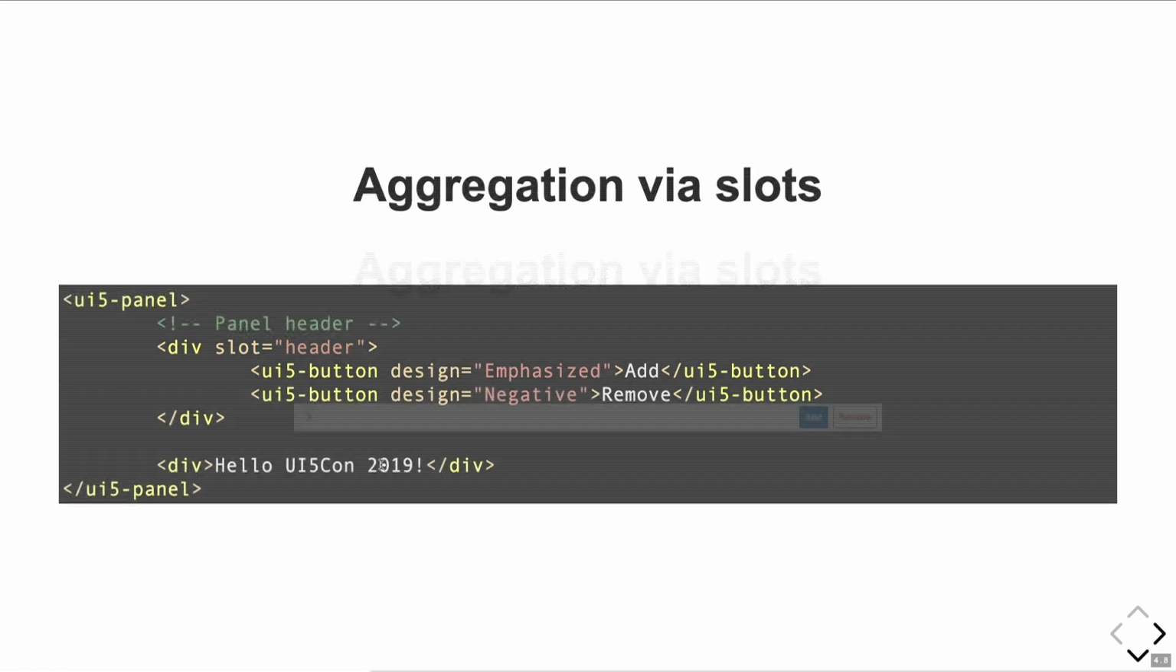And let's see the result. This is the panel header. The buttons are at the side. And if we expand the panel now, you can see that the rest is for the content, like a default slot.